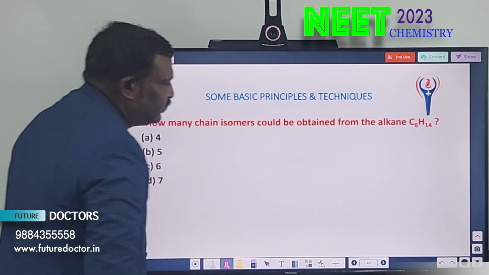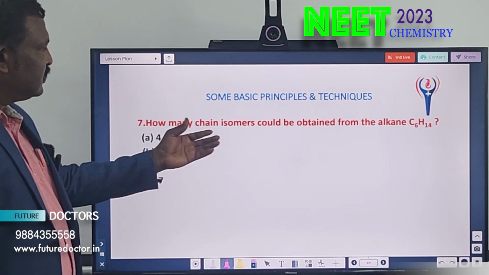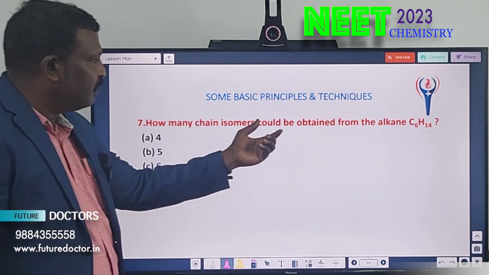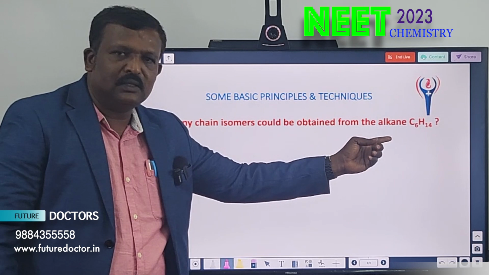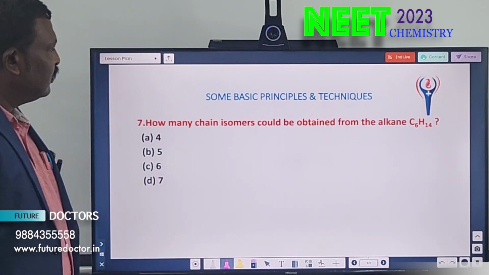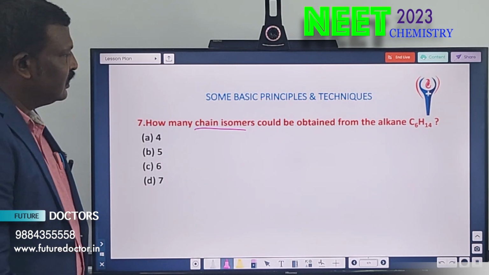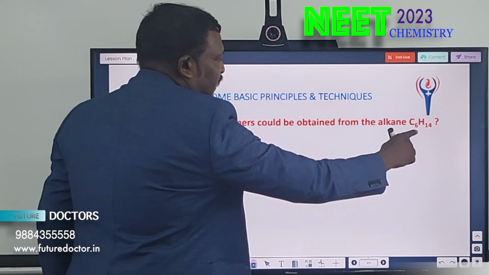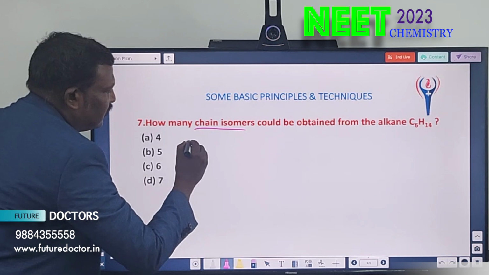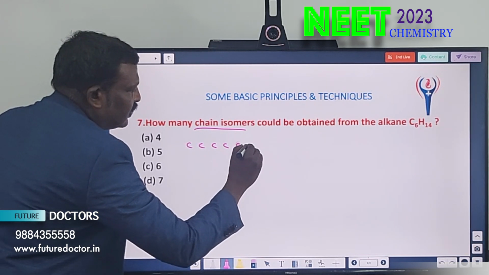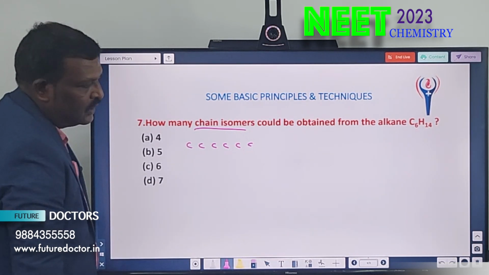Okay, right. Next one. Seventh one. How many chain isomers could be obtained from the alkane C6H14? They're asking only chain isomers. How many carbons are here? 6 carbons. So first you write this one possibility: all the carbons in a straight line.